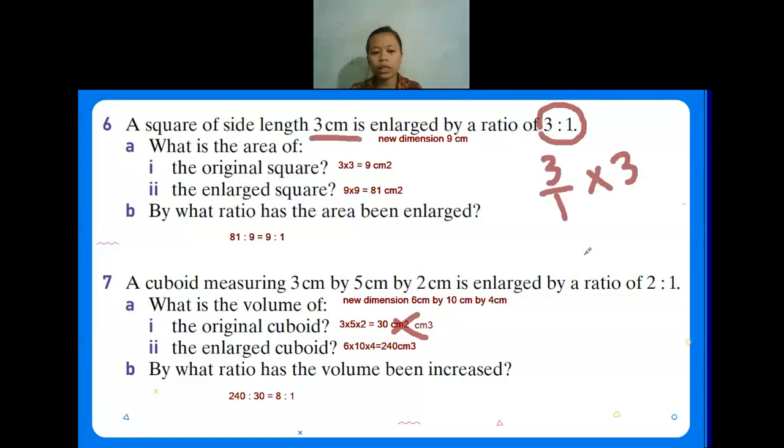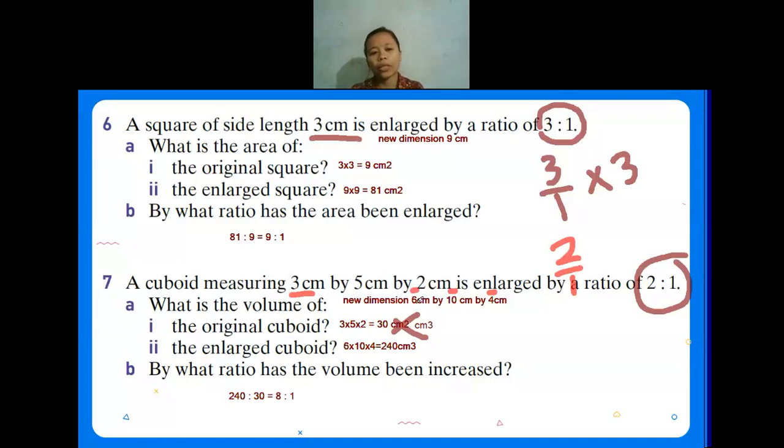For question 7, the ratio is 2 to 1, so it means 2 per 1. We have changed the ratio into a fraction, 2 per 1. We need to multiply this fraction with all the dimensions here. 3 centimeter, so 2 per 1 times 3 equals 6. 2 per 1 times 5 equals 10. 2 per 1 times 2 equals 4. That's why the new dimension for question 7 is 6 centimeter by 10 centimeter by 4 centimeter.